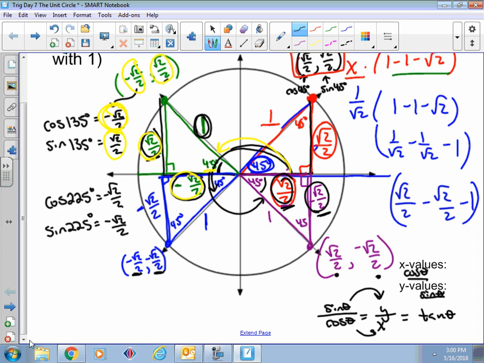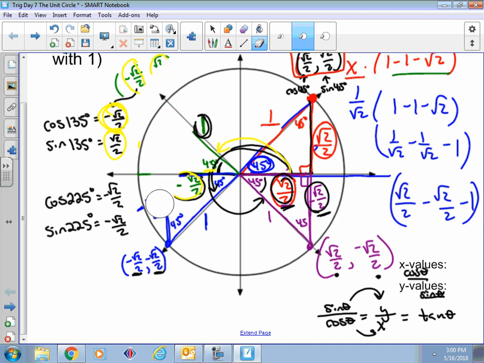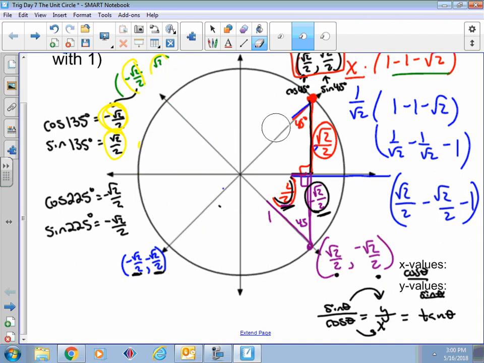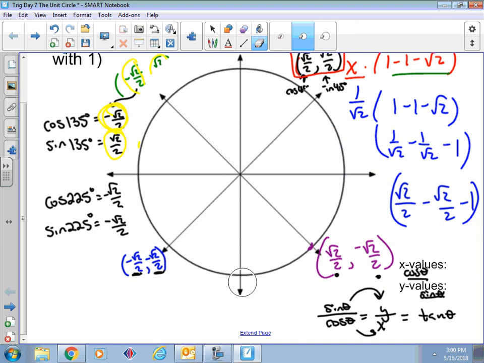How do we deal with the radians? How do I count the radians? Okay, so I'm going to erase all this. Well, maybe not all of it, but a lot of it. How do I count radians?